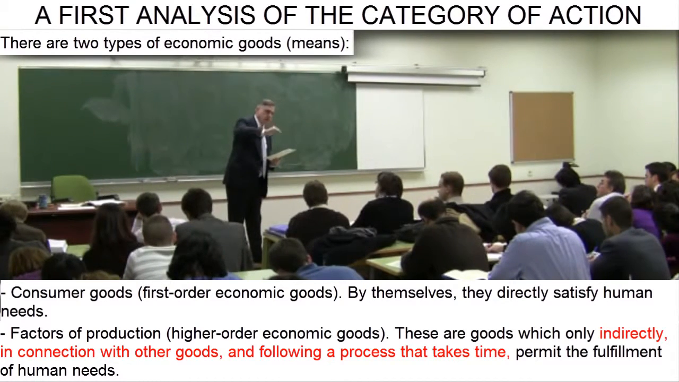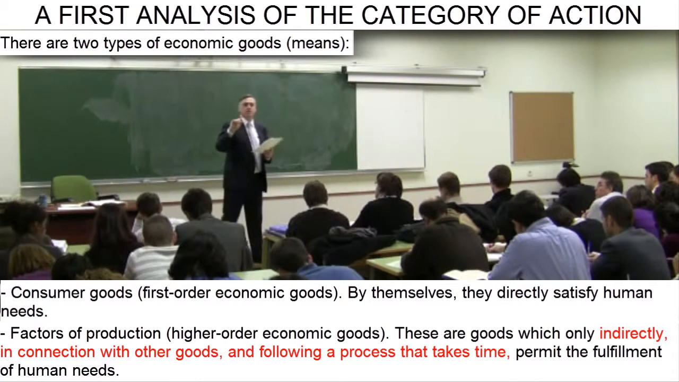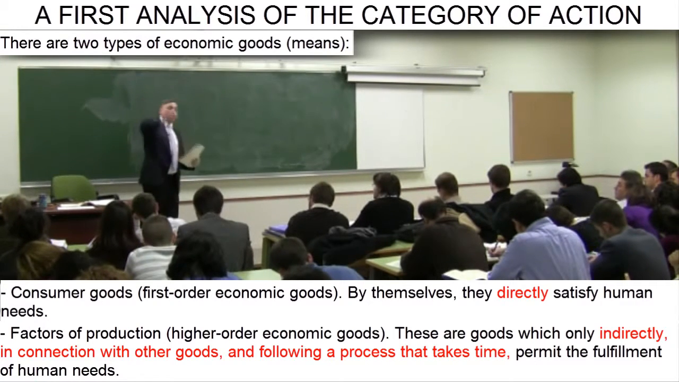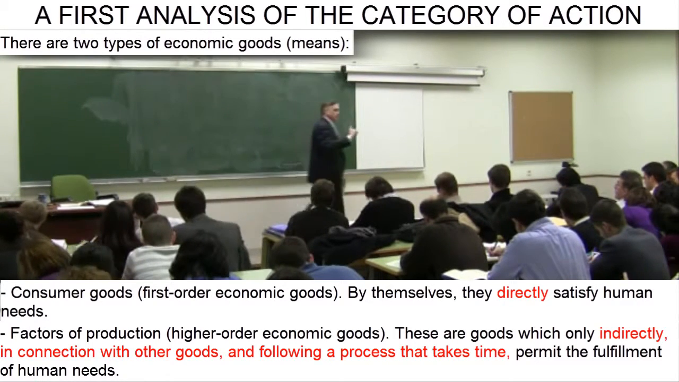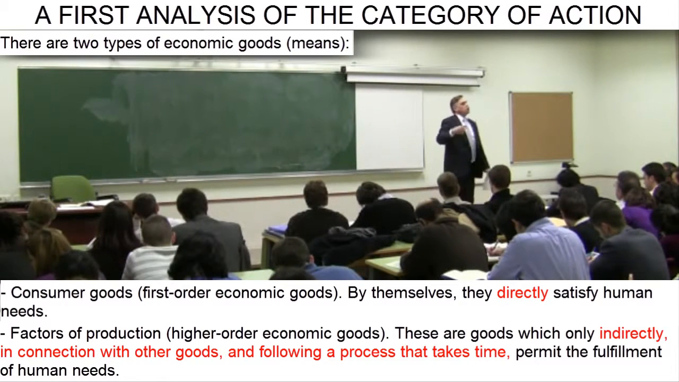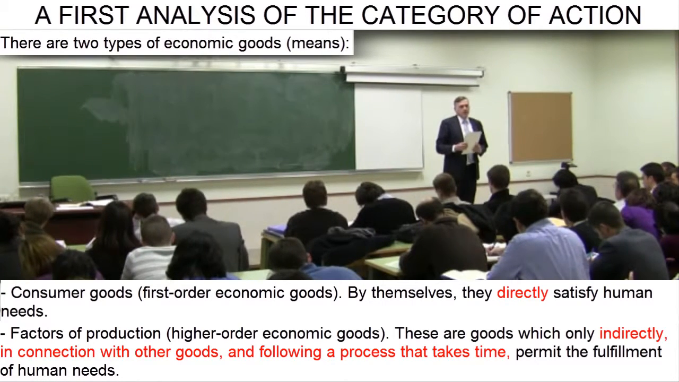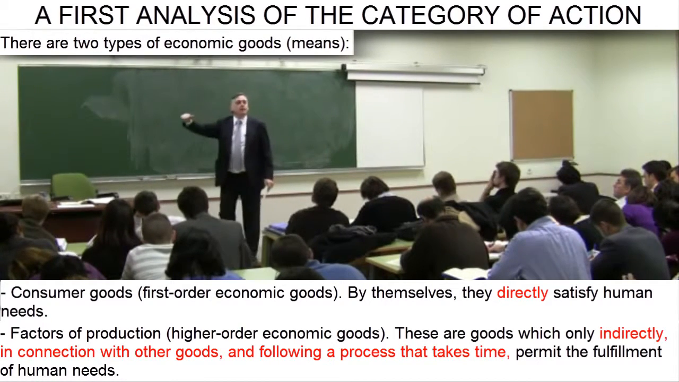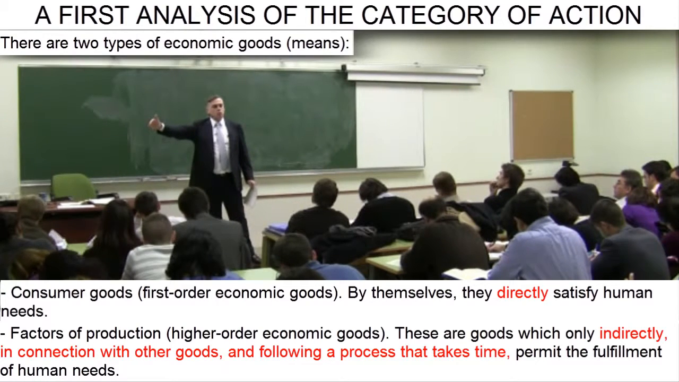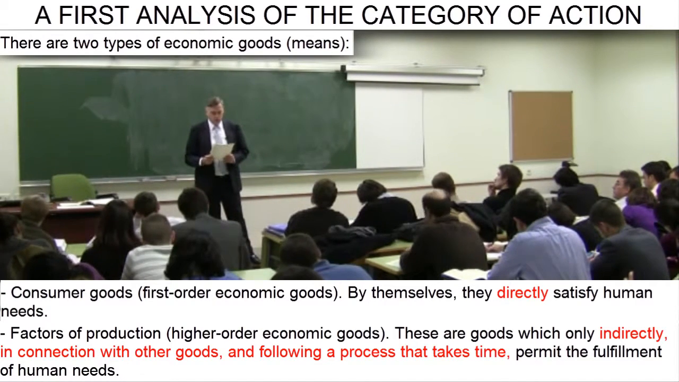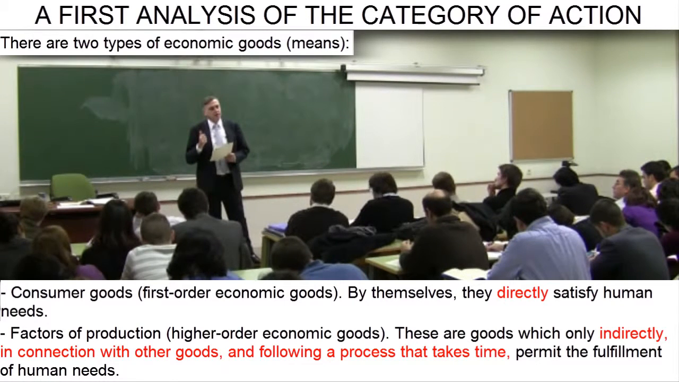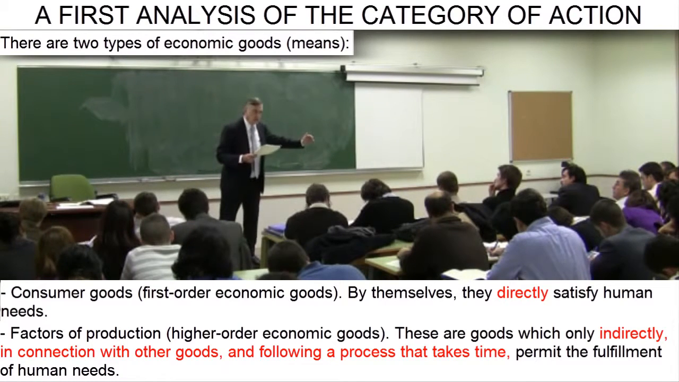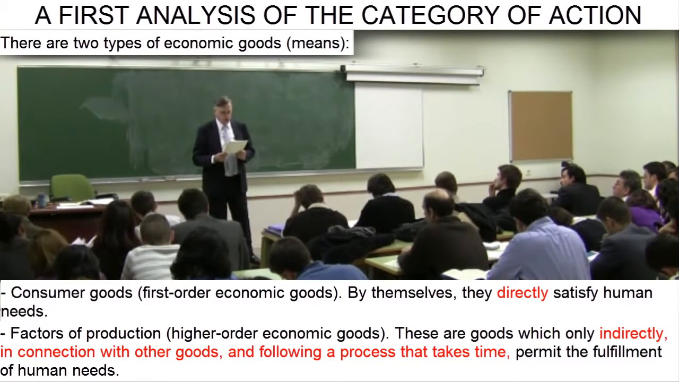Notice what a large difference there is between the two types of economic goods. Consumer goods satisfy human needs directly and immediately. In contrast, factors of production always require the additional involvement of other goods and a production process that takes time until they eventually develop into a consumer good. So, higher order economic goods, or factors of production, only satisfy needs indirectly, in connection with complementary goods, and following a process that takes time.